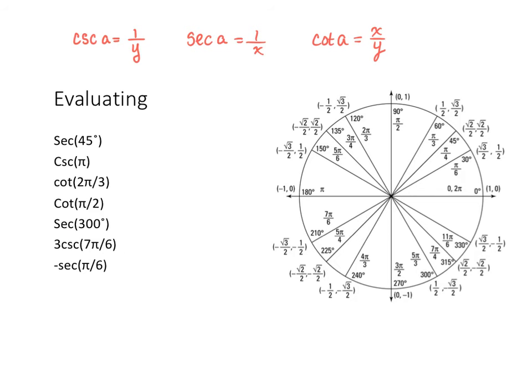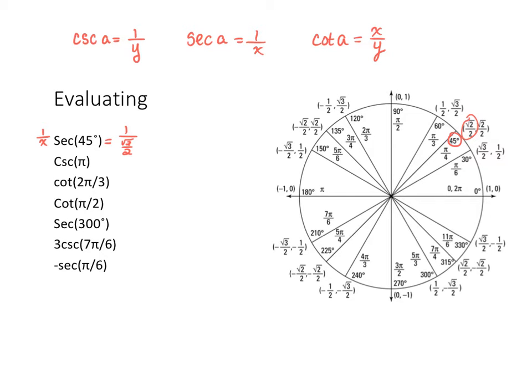Okay, the first example that we're going to do is secant of 45 degrees. So first thing I'm going to do on my unit circle is find 45 degrees. And then I'm going to remember that secant is 1 over the cosine value, or 1 over x. So to evaluate the secant of 45 degrees, I'm going to go 1 over the x value at 45 degrees, which is square root 2 over 2.